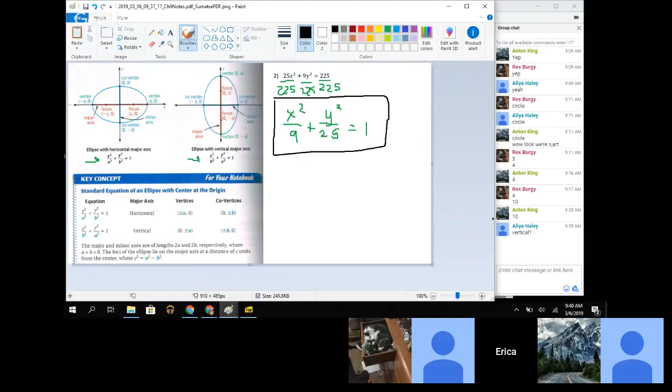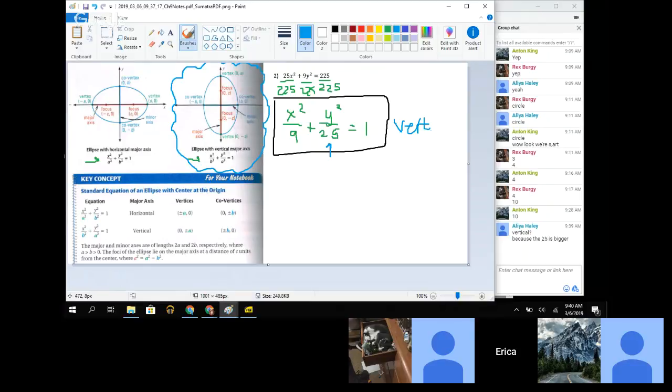Well, we know because the bigger denominator, right, is under y squared. Exactly, Aaliyah. The 25 is bigger. Yep. And Olivia saw that the one under y is bigger. So because that 25 is bigger, we know that this is going to be a vertical ellipse. So that's our clue as to which one it is. All right. So we're dealing with this kind of ellipse. We know it's going to look like this.